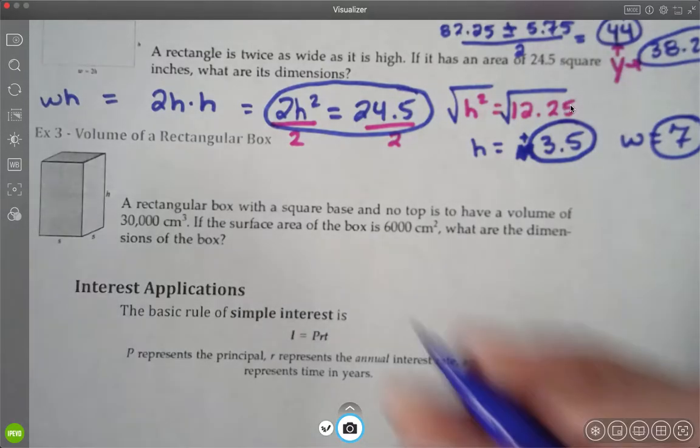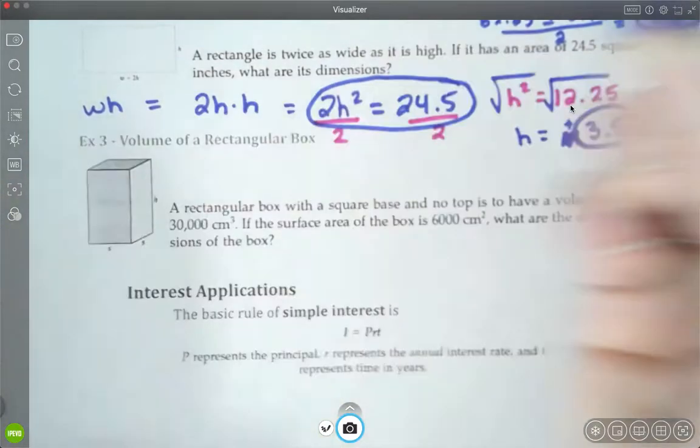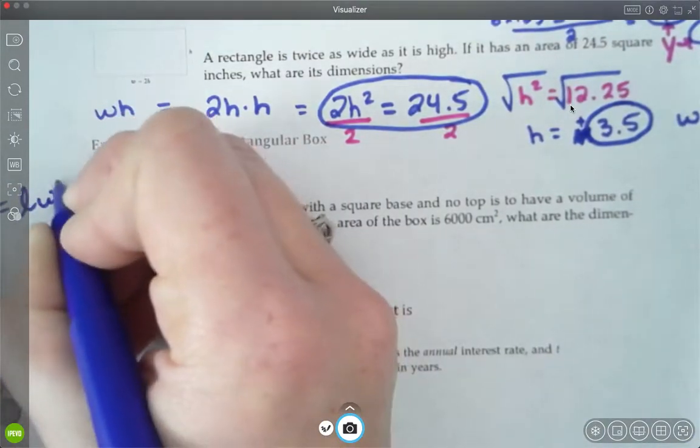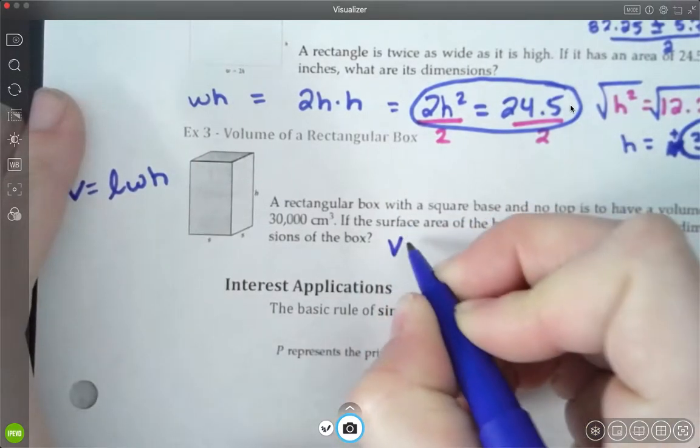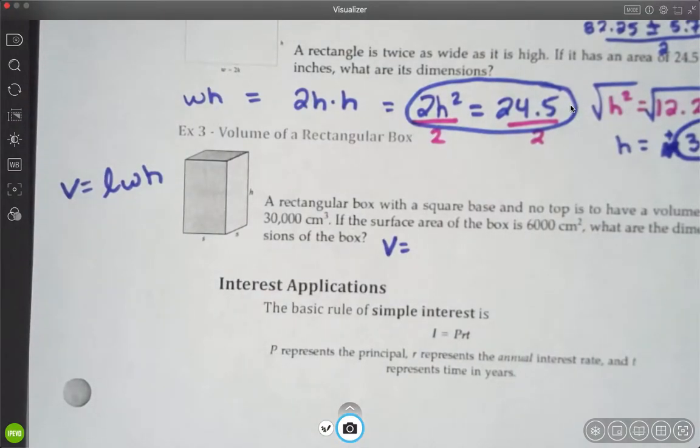So let's talk about volume. Volume equals length times width times height. That's the formula for volume. Now, our length and width are both the same, since this is a square box. The base is a square. So what's the formula for this volume?